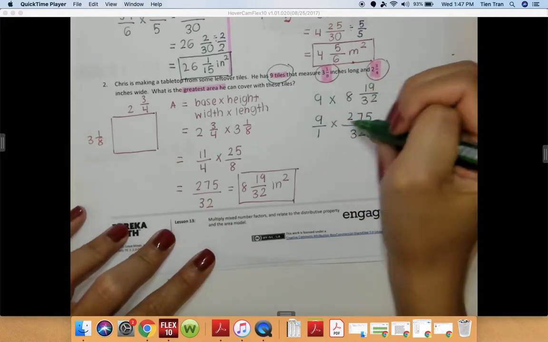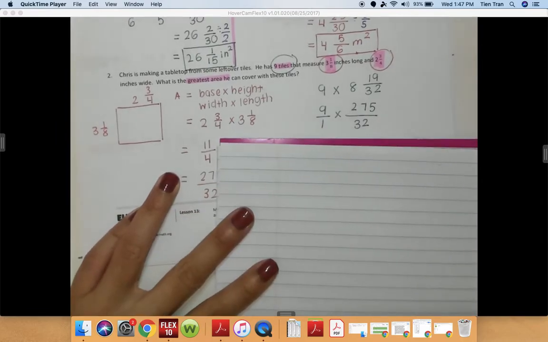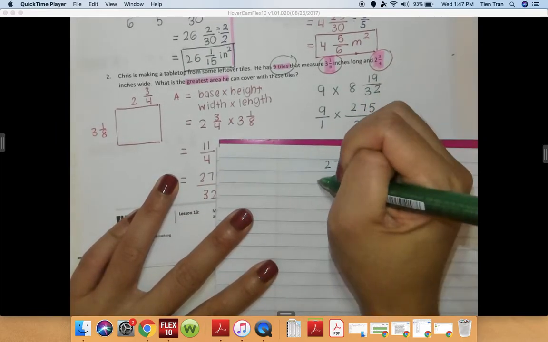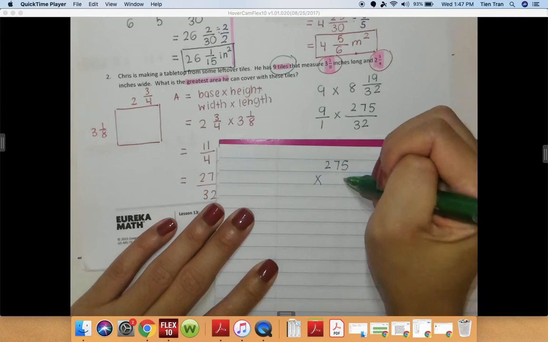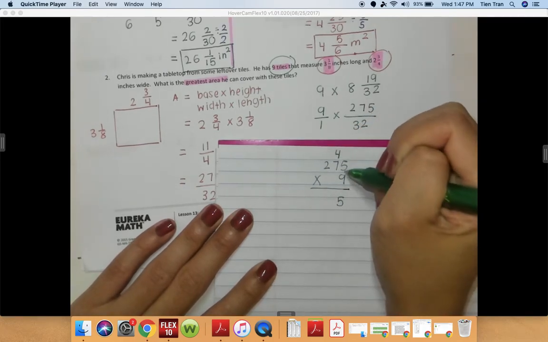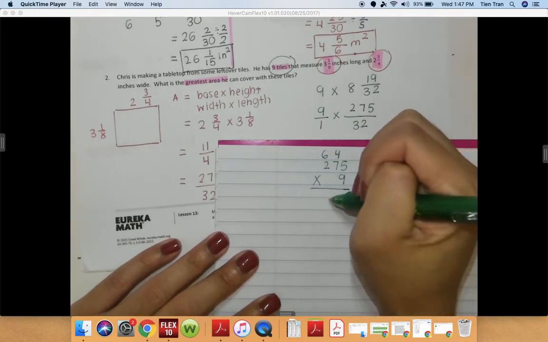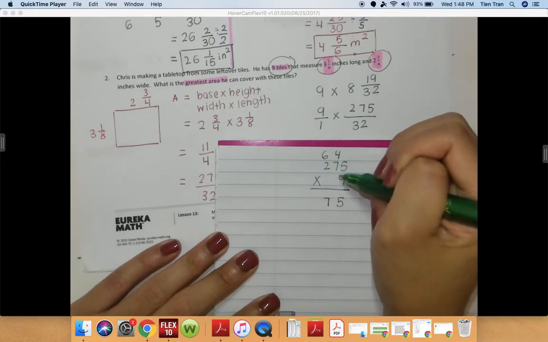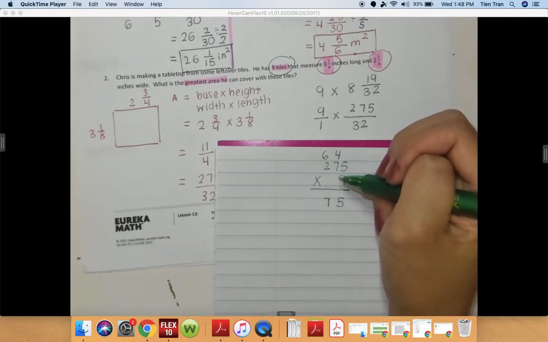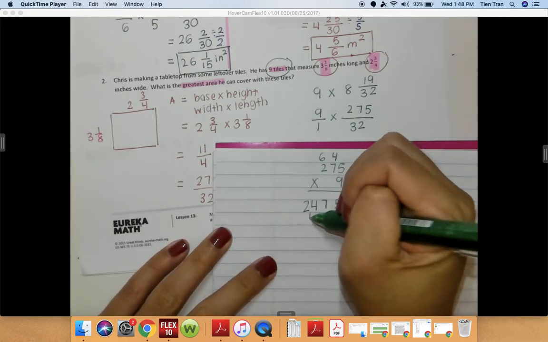Okay, so now I'm going to multiply. 275 times 9. 9 times 5 is equal to 45. 9 times 7 is 63. 63 plus 4 is 67. 9 times 2 is 18. 18 plus 6 is 24. I have to think about that for a second. We have 2,475.